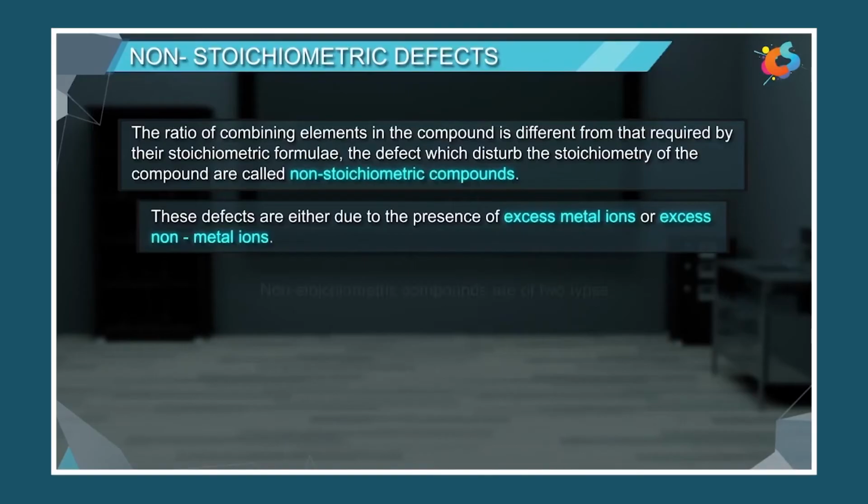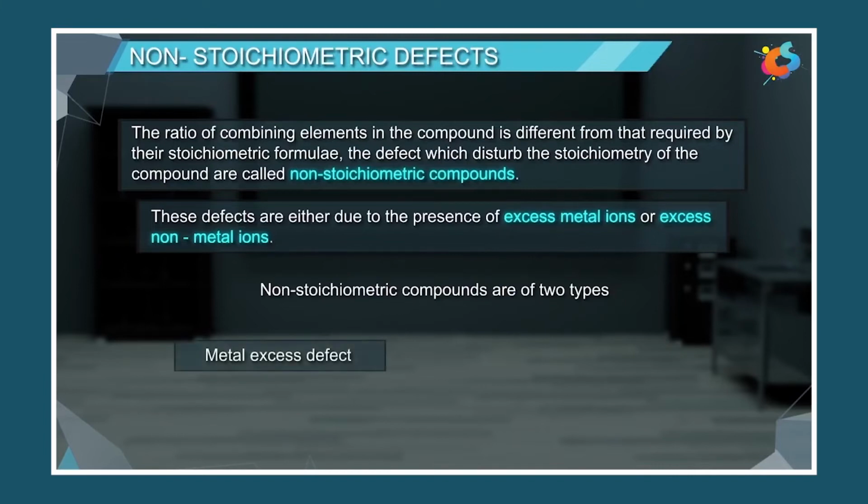Now, let us see the second type of point defect, non-stoichiometric defects. The defects which disturb the stoichiometry of the compound are called non-stoichiometric defects. These defects are either due to the presence of excess metal ions or excess non-metal ions. Here, the electrical neutrality is maintained by the accommodation of free electrons or extra positive charges. There are two main types of non-stoichiometric defects: one, metal excess defect, and second, metal deficiency defect.